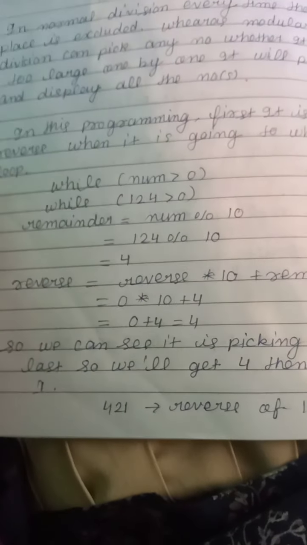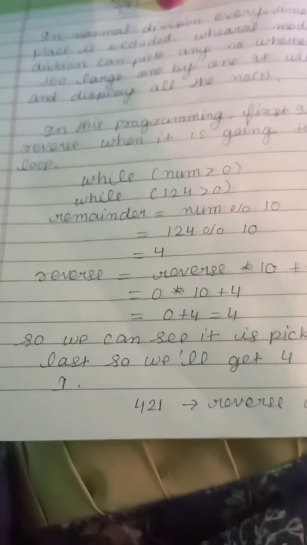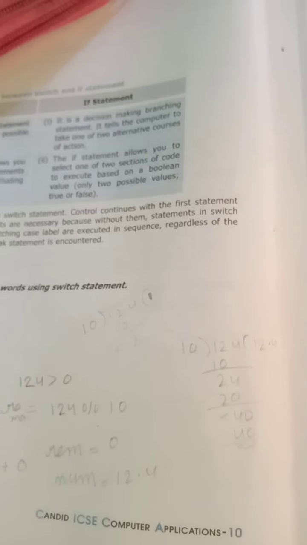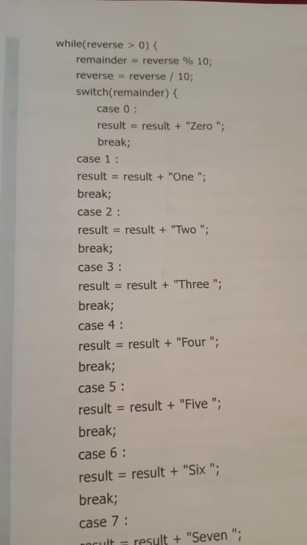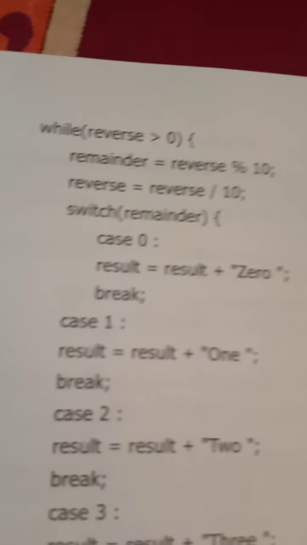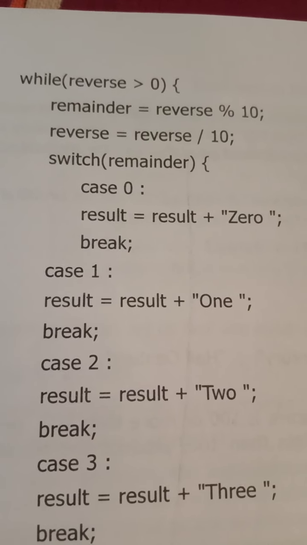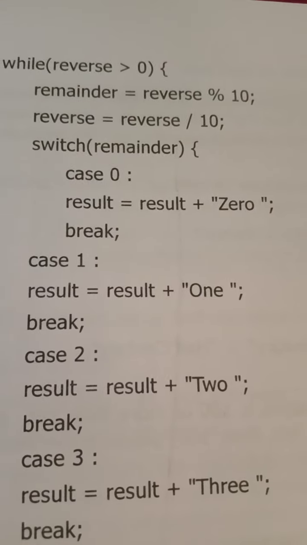So we have reverse 0 into 10 plus 4. So 0 plus 4 equal to 4. So we can see it is picking number from last. So we will get 4 and then 2 and then 1. So we are getting number 4, 2, 1 in reverse order. So after reverse we will go to the second while loop, which is this. In the second while loop it is again checking reverse is greater than 0. Yes, reverse is greater than 0.